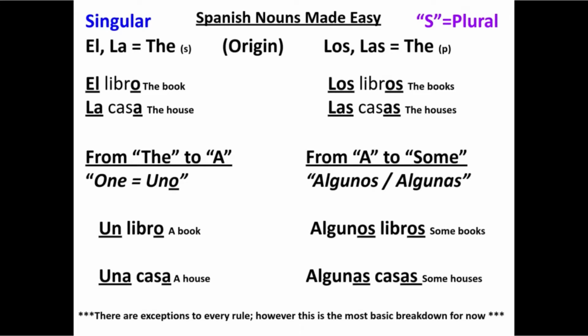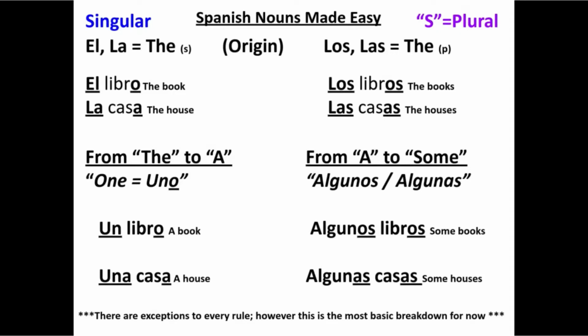So what do I mean by origin? The original form. Every noun begins with the word the, as in the book, as in the house. So the original form of every noun is the. And in Spanish, it happens to be expressed 4 different ways.